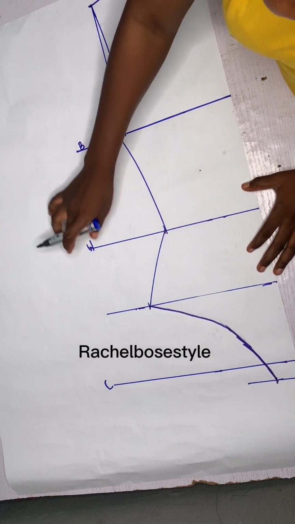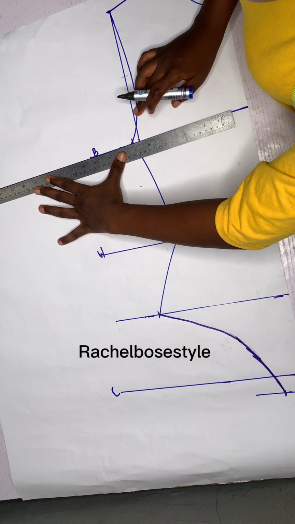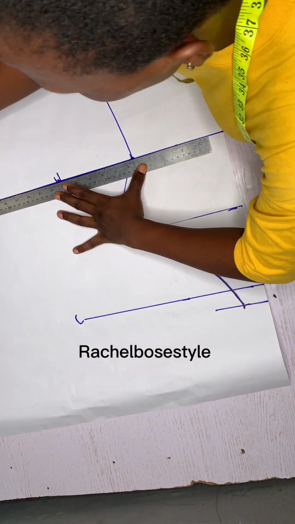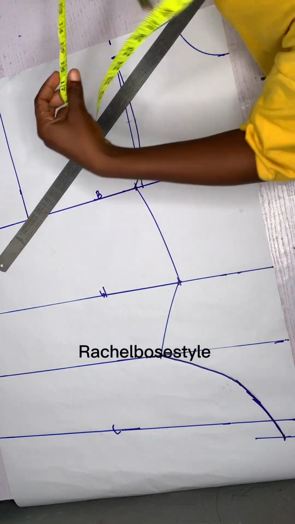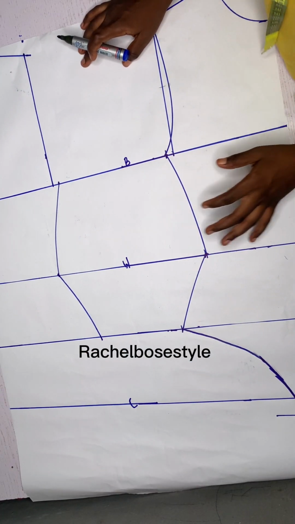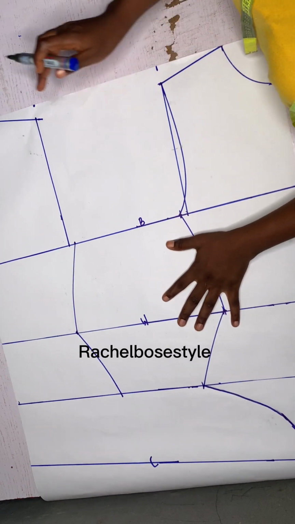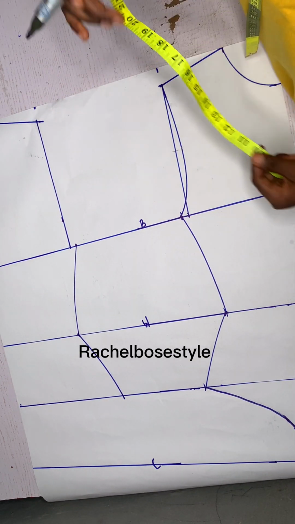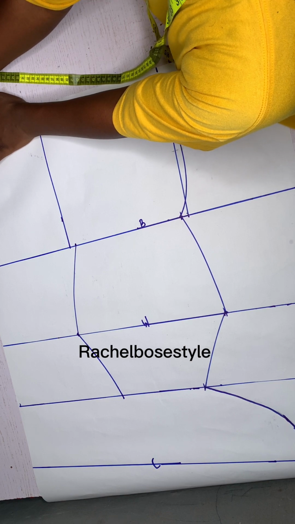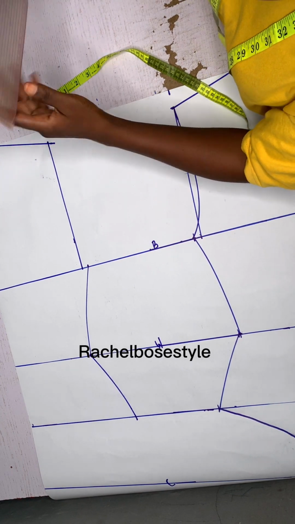So for the back part, I'll just rule a straight line and extend all this. I've measured all the necessary measurements on each line, just as I did for the front part. Then the neck part, the neck depth for the back part will be 1 inch. We use 3 by 3 for the front, but for the back will be 1 inch by 3. I'll go ahead and curve.